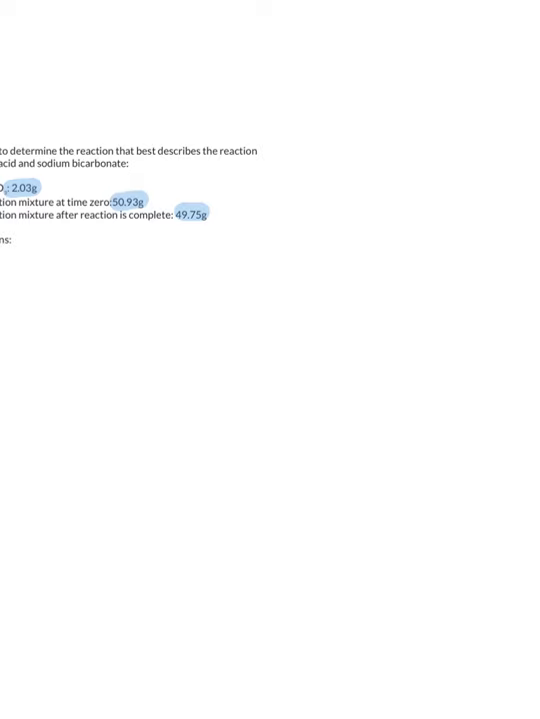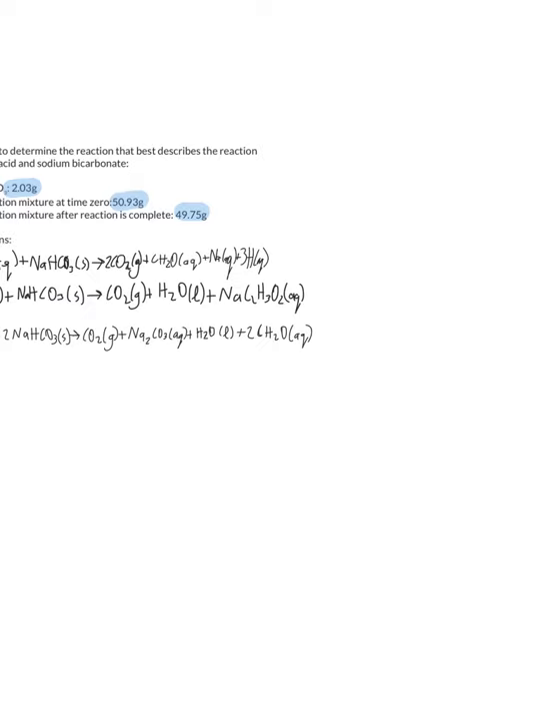So we have some possible reactions. Here are our possible reactions. Let's start by subtracting from our mixture at time 0 our mixture mass after a reaction is complete, giving us the grams of, quote, lost CO2.